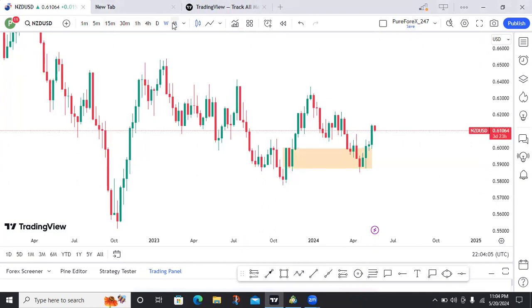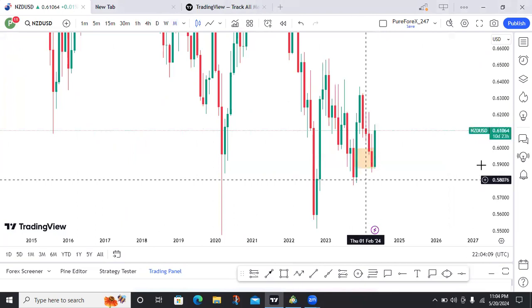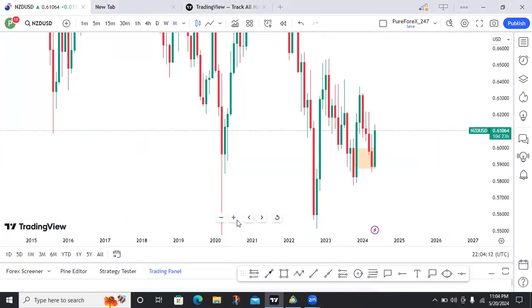At this point, when we go to the monthly time frame, you see that on the monthly, we found a bullish engulfing here.